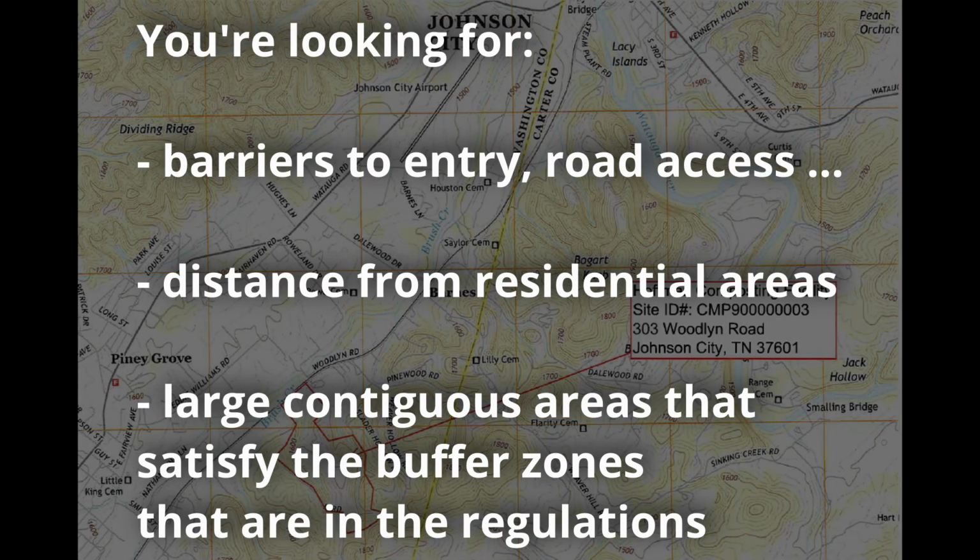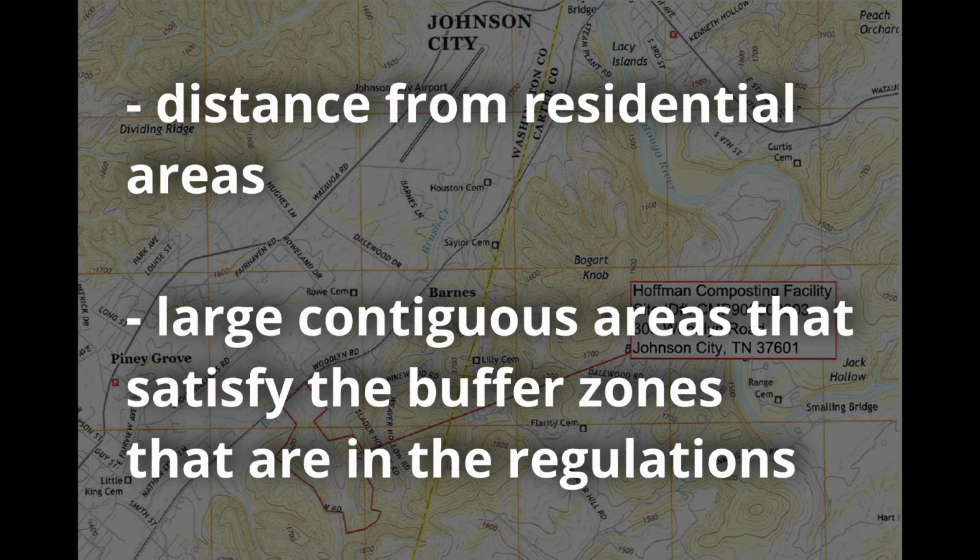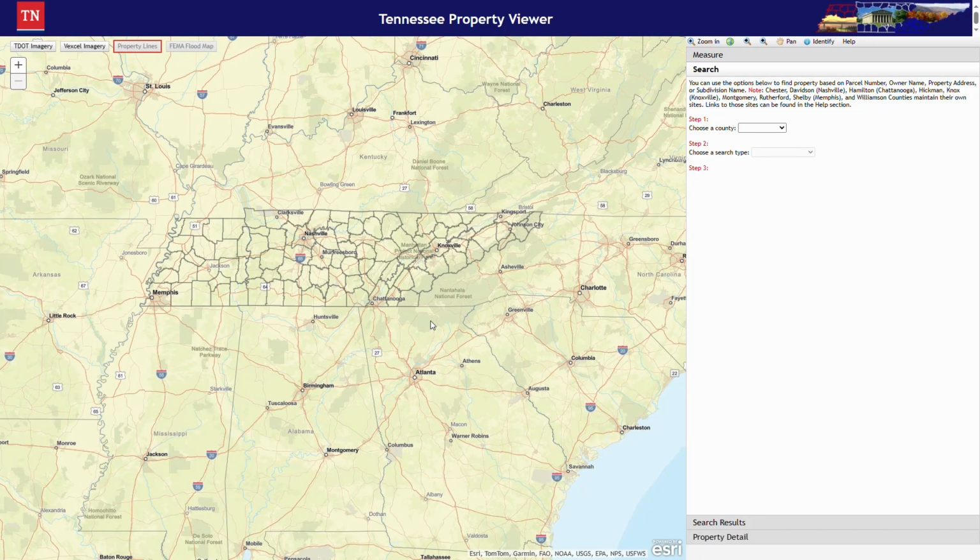Of course, things like barriers to entry so people can't just wander on the site, road access, drainage, existing structures and surfaces are all key to your final decision on what property you're going to choose for your composting facility. However, in this video, I want to show you how to greatly narrow down your search by focusing on these two things, namely the distance from residential areas and large contiguous areas that satisfy the buffer zones that are in the regulations.